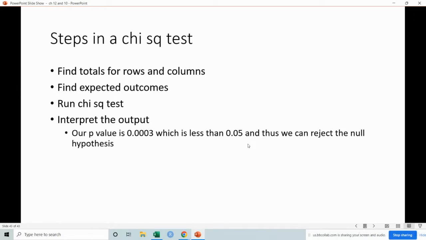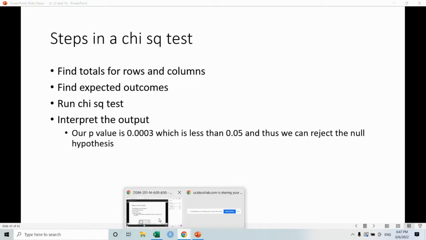Okay, so that's contingency tables and how you can deal with qualitative variables using a statistical test.